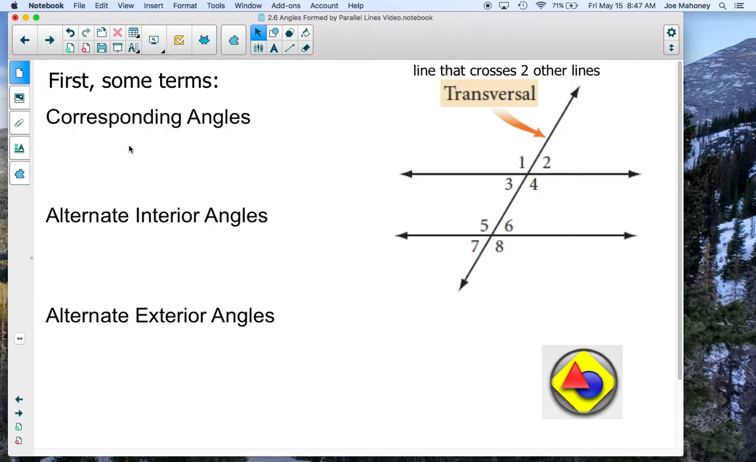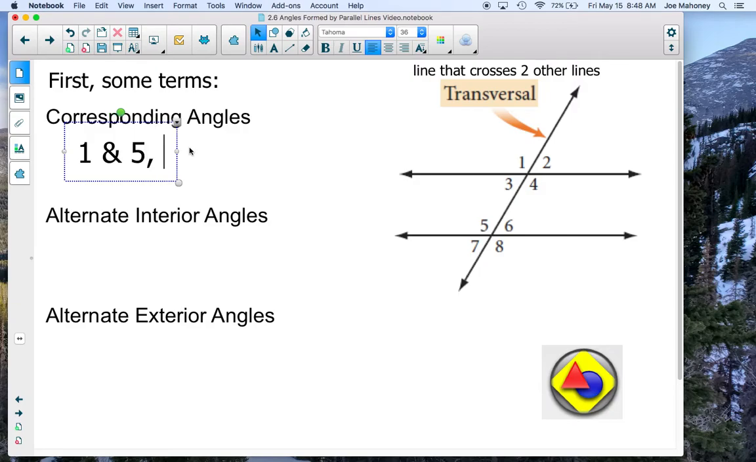Corresponding angles are angles that are on the same side of the transversal, but one of them is in between the parallel lines and one of them is outside the parallel lines. So in an example, I'm going to use angles 1 and 5 as a pair of corresponding angles because angle 1 and 5 are on the same side of the transversal. 1 is on the outside of the parallel lines and 5 is on the inside of the parallel lines. So angles 1 and 5.